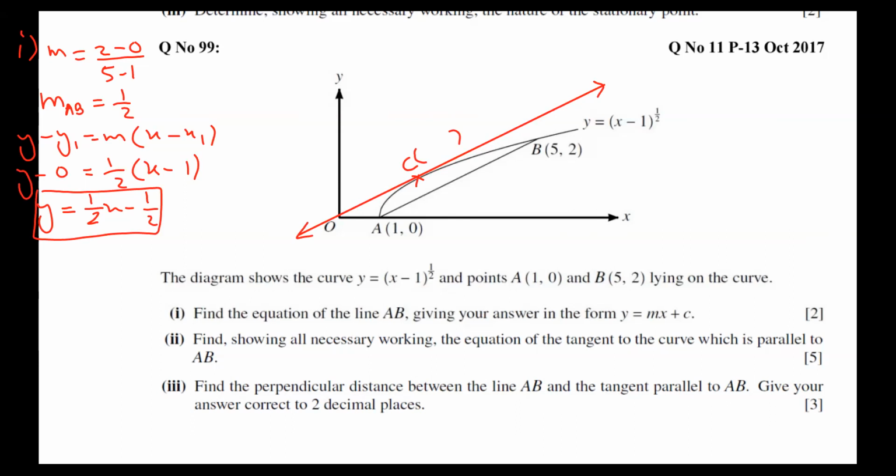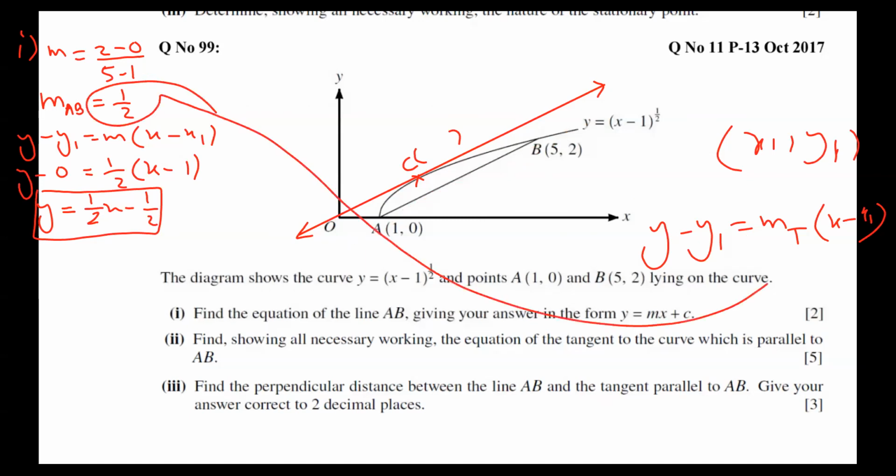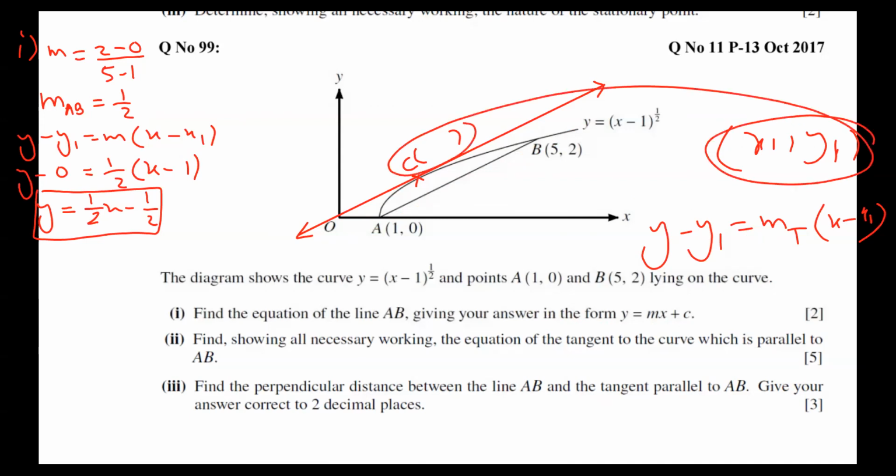And whenever I need the equation of the tangent, the formula is very clear. We need to find one point and one gradient. Because the AB line and the tangent are parallel, I will use this half gradient here, no problem, because they are parallel, they have the same gradient. But the issue comes only with the point. I don't have the point. So how can we find the point? This is an interesting part.